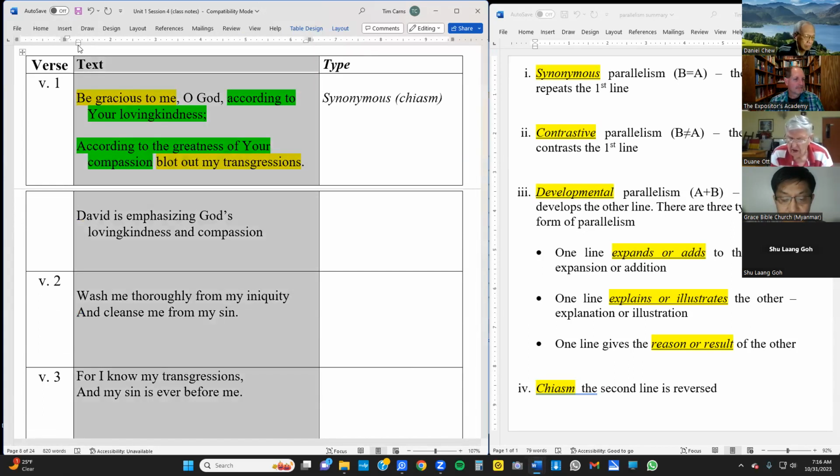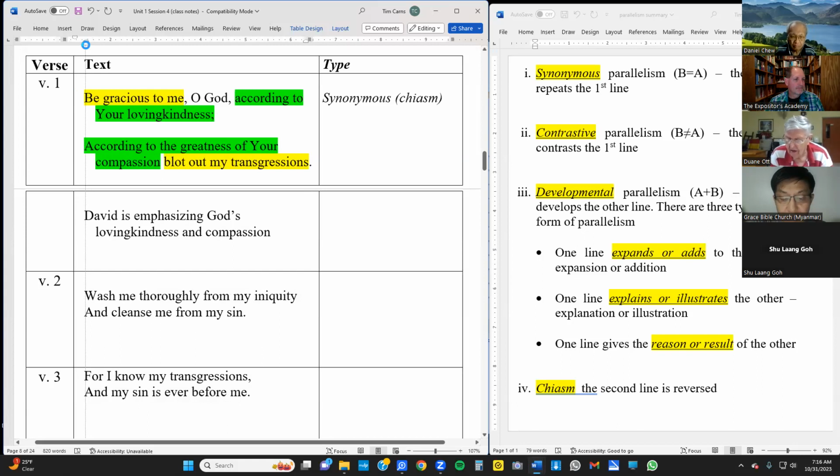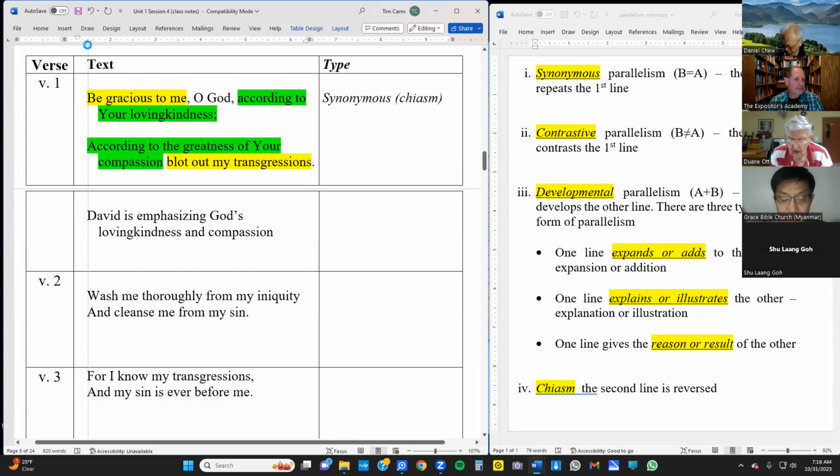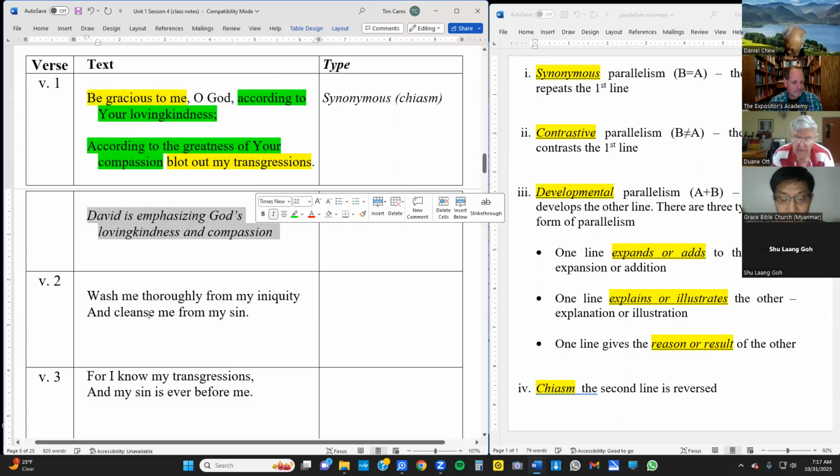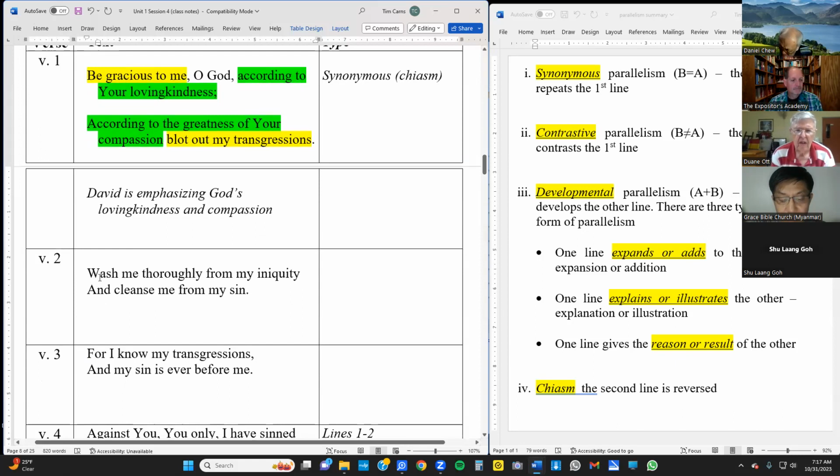Yeah, well, I thought it developed a thought. I didn't. Well, anyway, "Wash me thoroughly from my iniquity and cleanse me from my sin." Well, this is what I thought was synonymous. Synonymous. Yeah. Notice what's connected here.